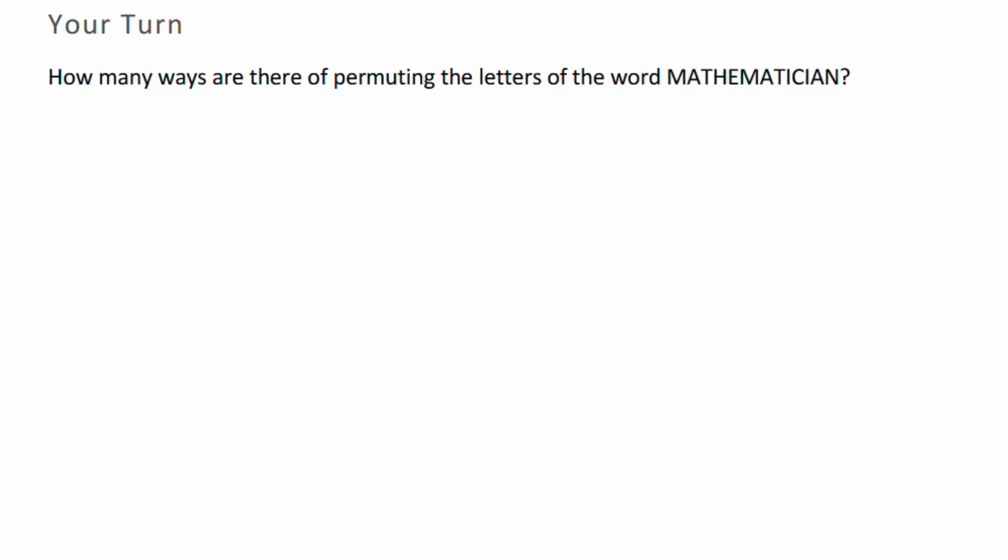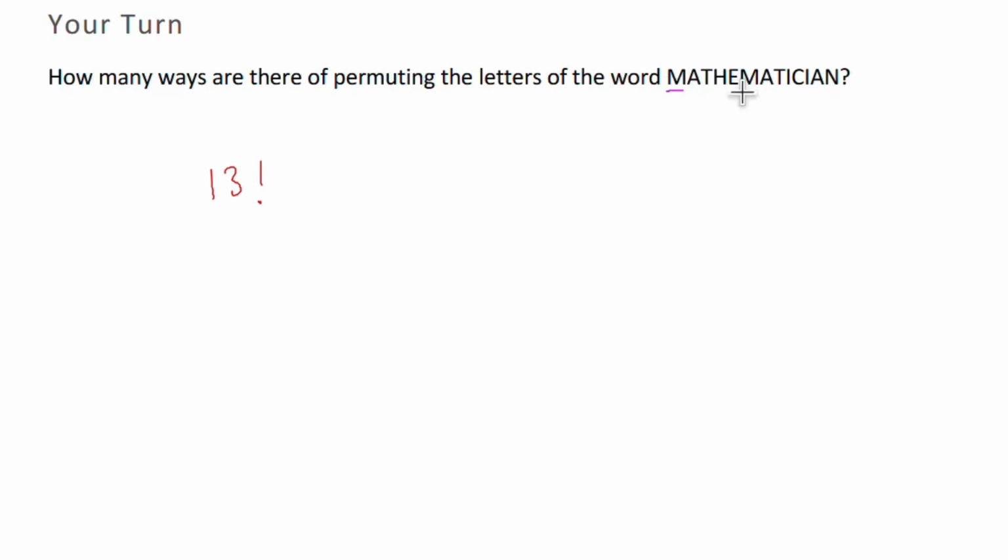How many ways are there of permuting the letters of the word mathematician? Well, if there were no repeated letters in this, we would have 13 factorial permutations because there are 13 letters. But there are some repeated letters here.